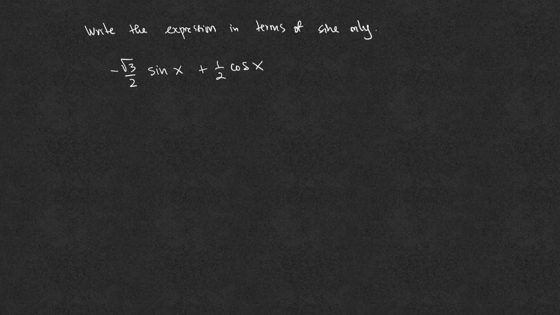Write the expression in terms of sine only. Negative the square root of 3 over 2 times sine of x plus 1 over 2 times cosine of x. We first rewrite this as sine of x times negative root 3 over 2 plus 1/2 times cosine of x.